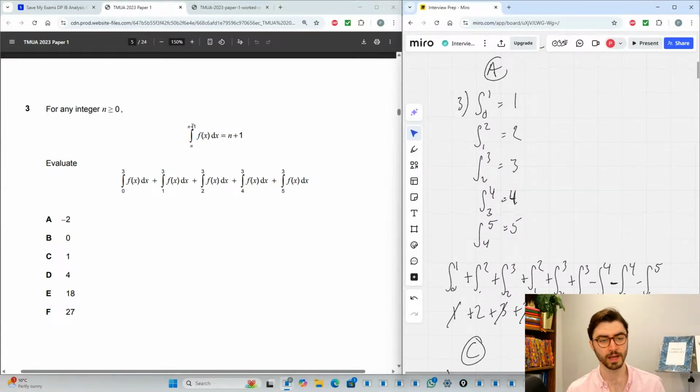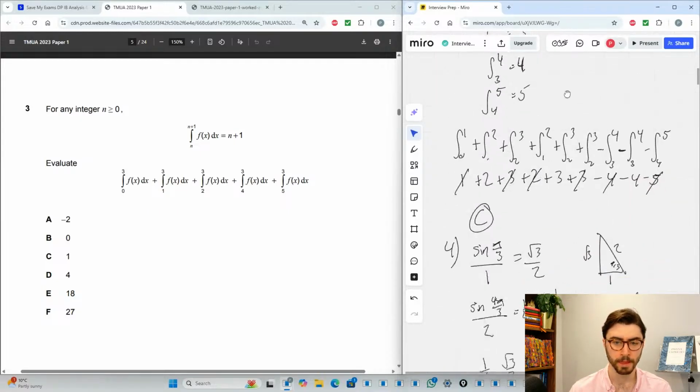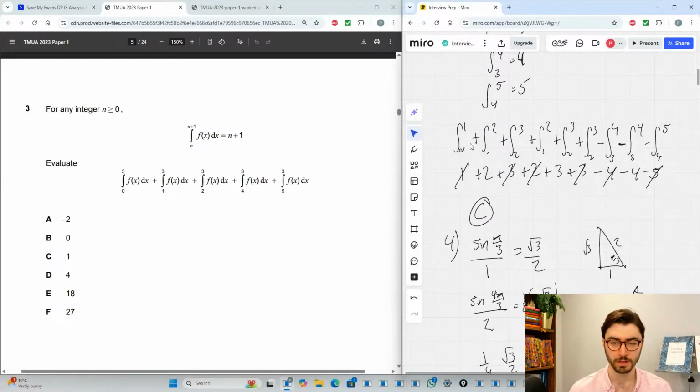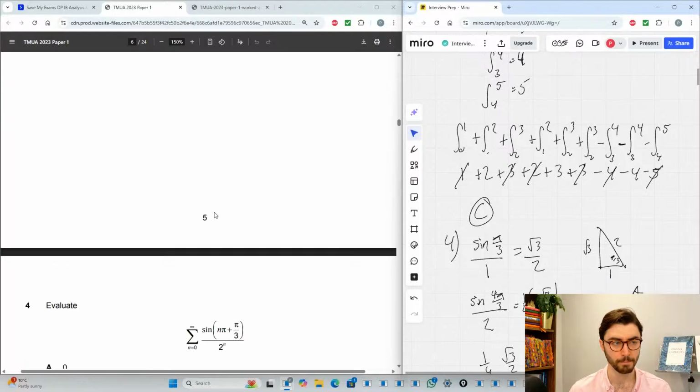The integral between n and n plus 1 is just equal to the number on the top. So that is 1, 2, 3, plus 2, plus 3, plus 3, minus 4, minus 4, minus 5. I did like that method. 5 minus 4 is 1. I like that.